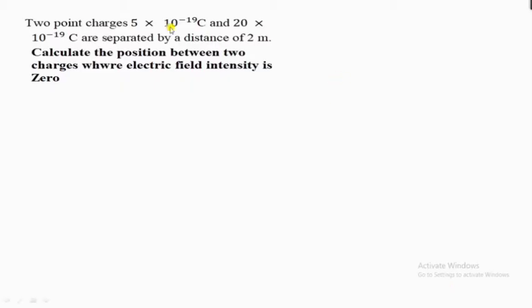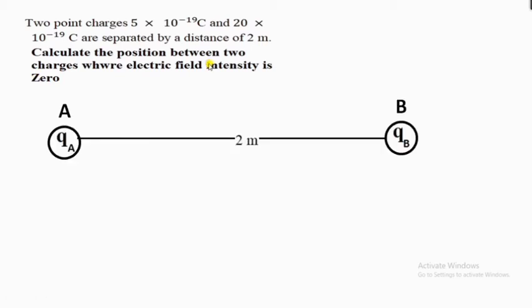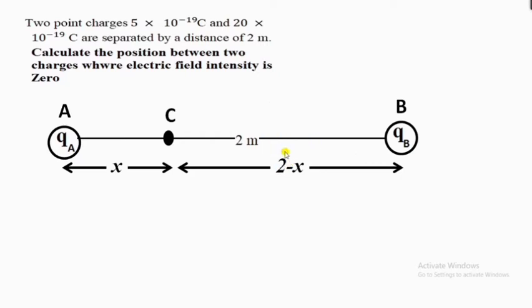So now this is the first question. There are 2 point charges separated by a distance of 2 meters. We have to find the position between the two charges where electric field intensity is 0. So I am considering two charges QA and QB. Let C be the position where electric field is 0. Let x be the distance of C from A, and this distance will be 2 minus x.